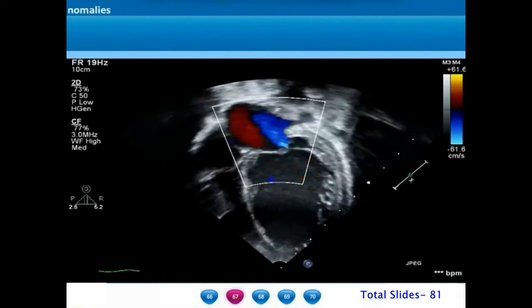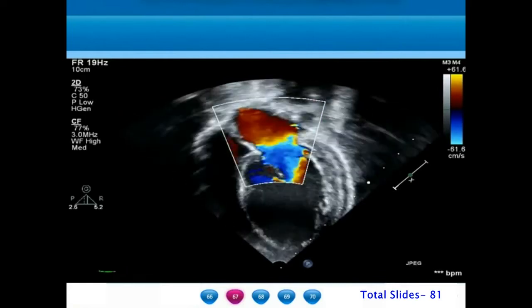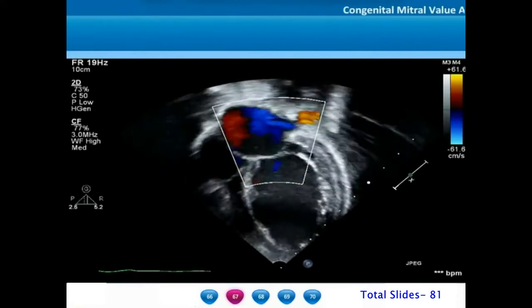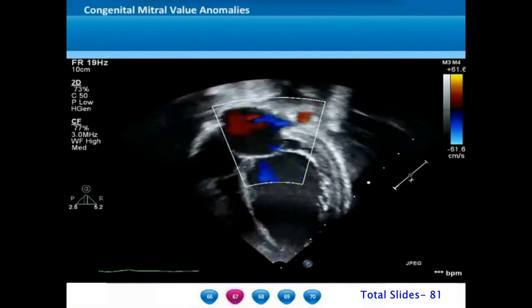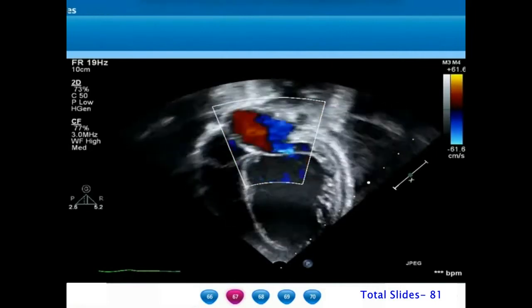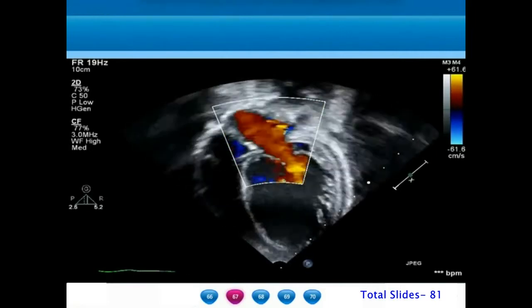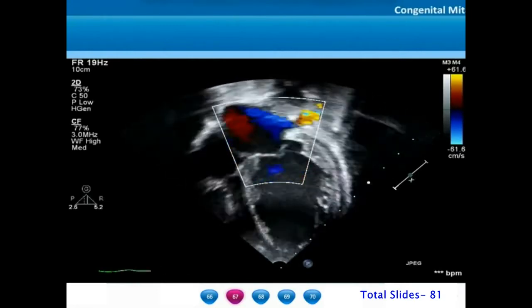In this apical four-chamber view of a patient who clinically presented with moderate mitral regurgitation, we can appreciate the scarred echogenic papillary muscle and reduced left ventricular contractility. Whenever there is a scarring of the papillary muscle with reduction in the left ventricular function, we need to think about possibilities of anomalous origin of the left coronary artery from pulmonary artery, causing coronary ischemia.